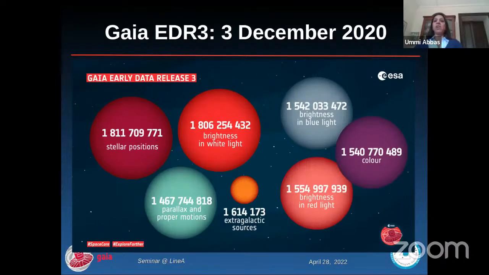And with DR3, which is coming up in June, we will have much more information. So we'll have also the astrophysical parameters, the orbital solutions, and so on. So that's going to be coming soon.